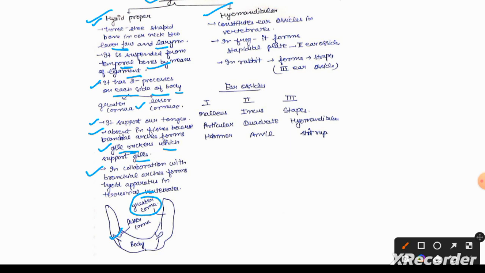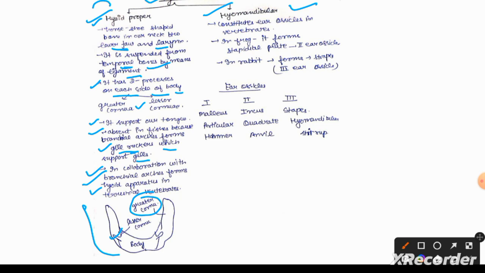But this hyoid bone will join with branchial arches and form the hyoid apparatus in case of terrestrial vertebrates like humans, reptiles, birds. Next one is hyomandibular.